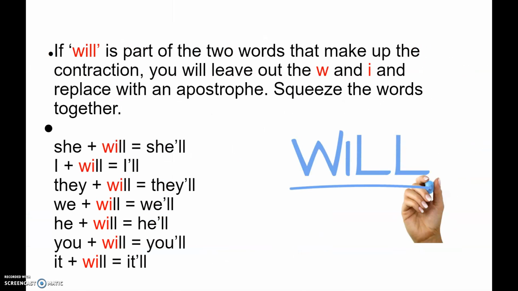If will is part of the two words that make up the contraction, you will leave out the W and the I. She'll, I'll, they'll, we'll, he'll, you'll, it'll.